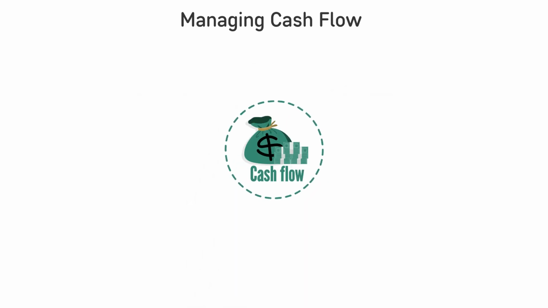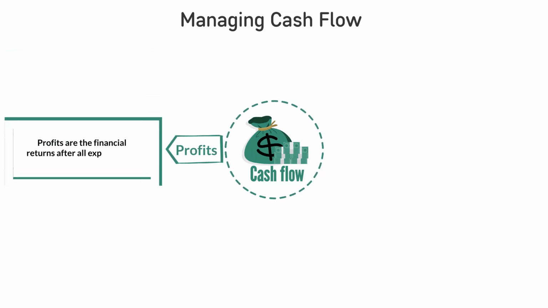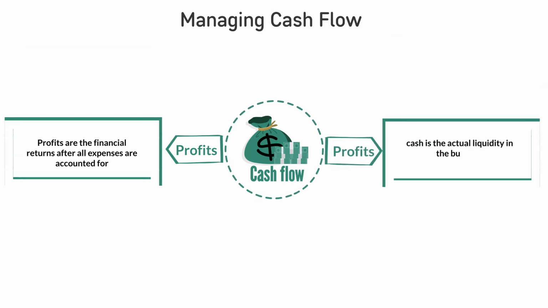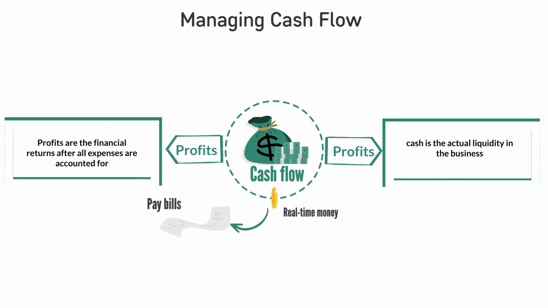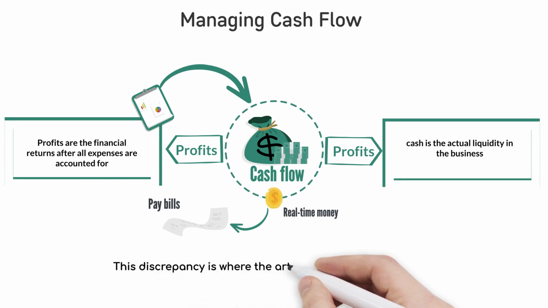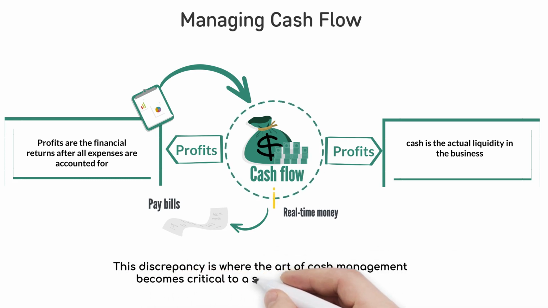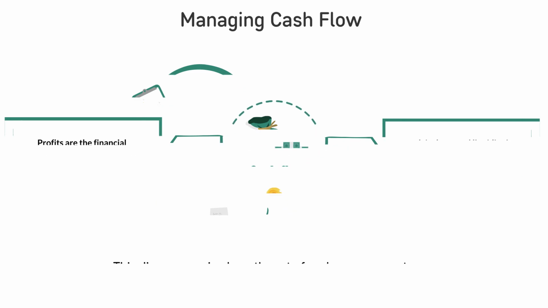Cash flow, often mistaken as synonymous with profits, is fundamentally different. Profits are the financial returns after all expenses are accounted for, but cash is the actual liquidity in the business, the real-time money available to pay bills, buy supplies, and expand services. It's entirely possible for a business to be profitable on paper but struggle with cash flow. This discrepancy is where the art of cash management becomes critical to a small company's success.